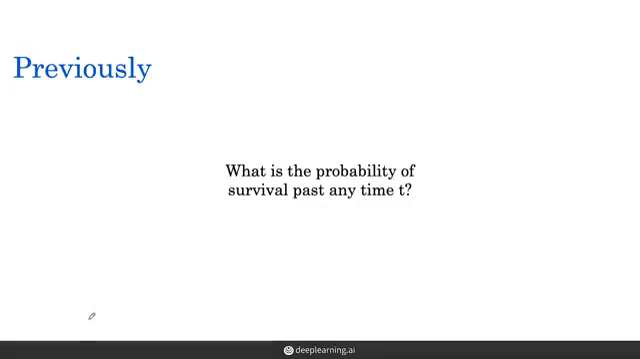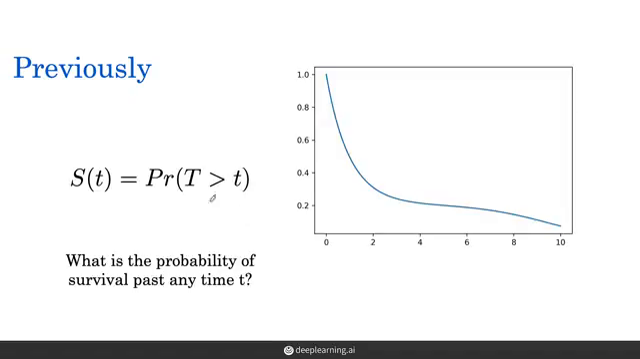So in this lesson, we'll chat about hazard. Thus far, we've looked at survival models where we've had the question, what is the probability of survival past any time t? And to answer this question, we saw the survival function, which tells us the probability that the time to an event is after some time t, and we could represent the survival function graphically with time on the x-axis, which we'll call t, and on the y-axis, the survival probability, which starts off at 1 and then goes to 0 as time goes on.